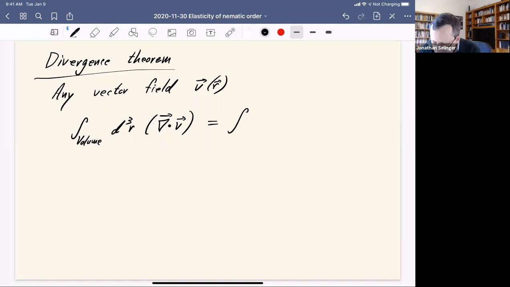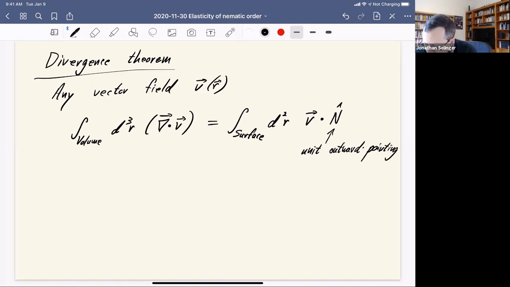is equal to the integral over the surface of that volume, and that is an area integral of the vector field dotted into the normal vector. This is capital N, the unit outward pointing normal vector perpendicular to the surface.